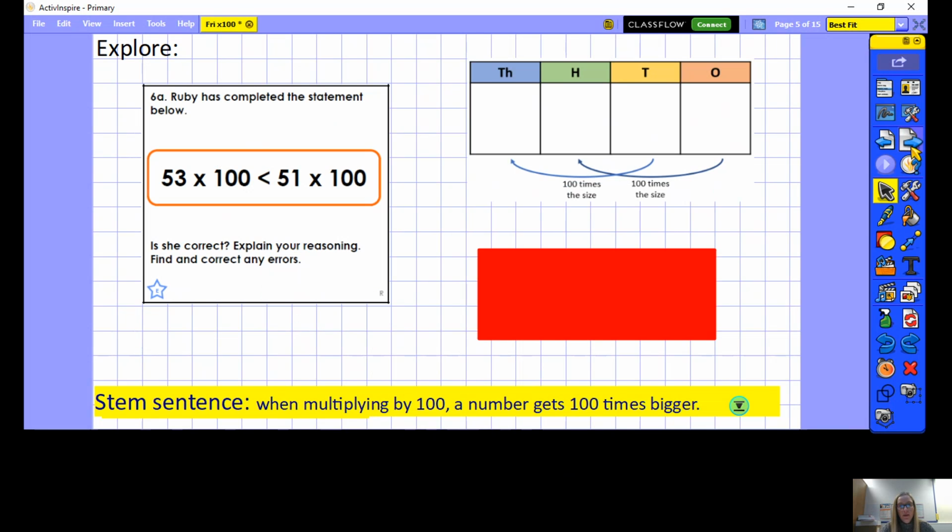Okay, so let's have a look at this problem we've got here. Ruby has completed the statement below. 53 times 100 is less than 51 times 100. Is she correct? Explain your reasoning and find and correct any errors.